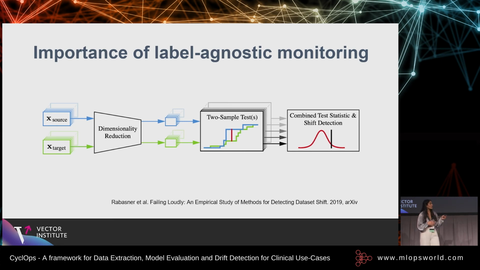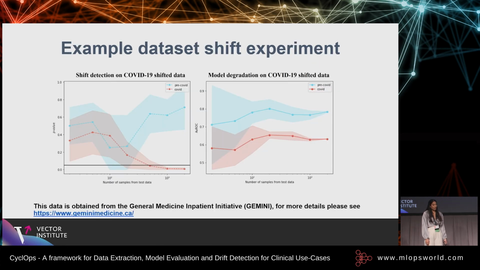And so this is the strategy that we're taking, essentially inspired by the Failing Loudly paper, as well as some other methods and papers. Essentially, you have a source data and a target data. We do some sort of dimensionality reduction, and then a two-sample multivariate test. Then you get an actual p-value, which you can use as your detection threshold.